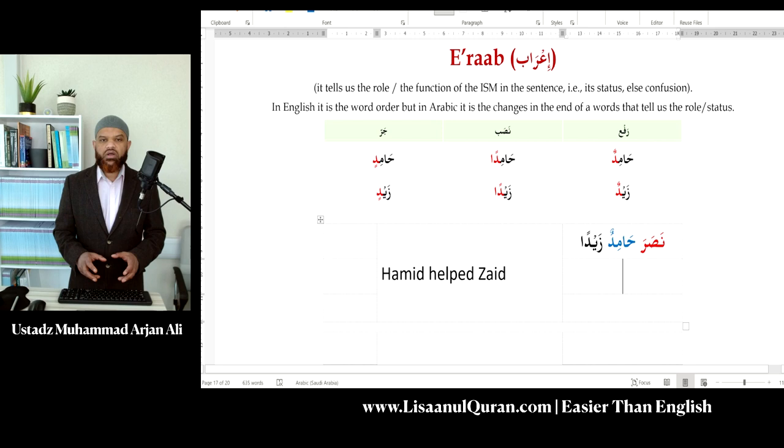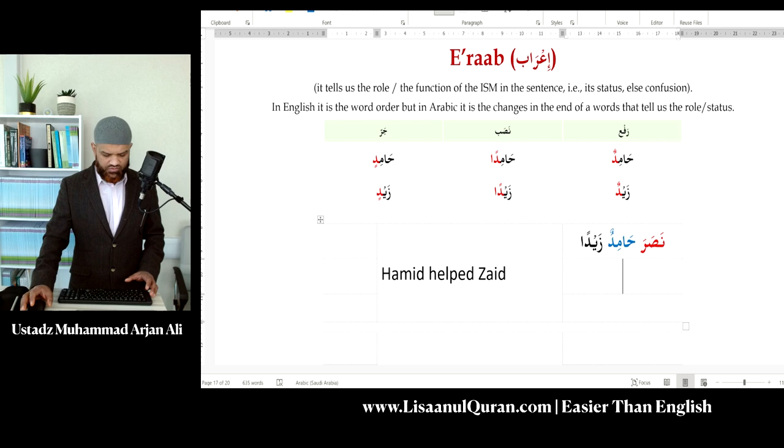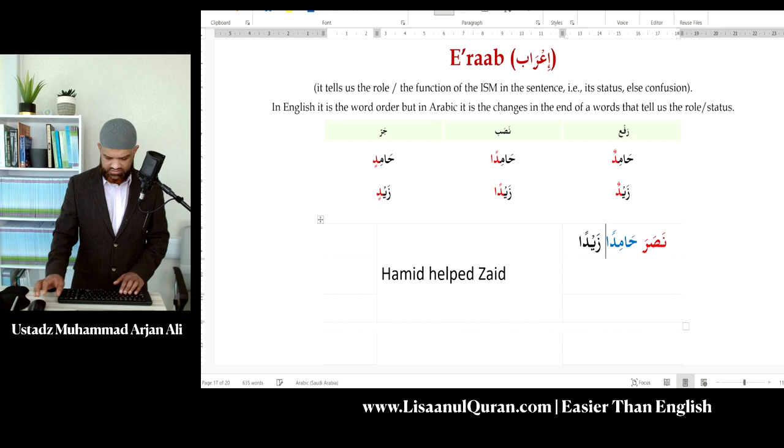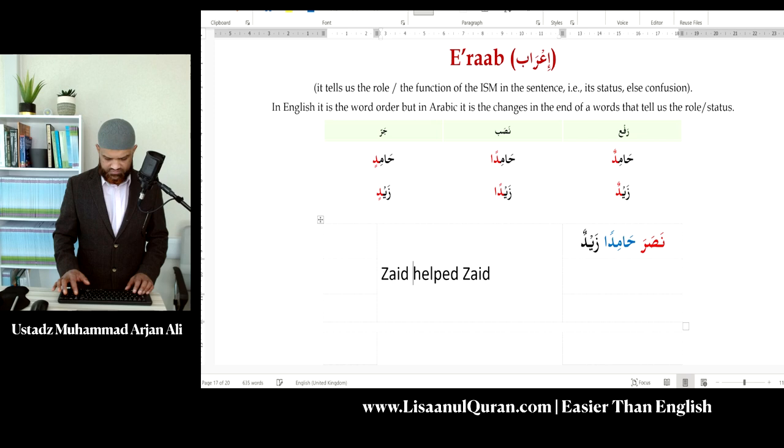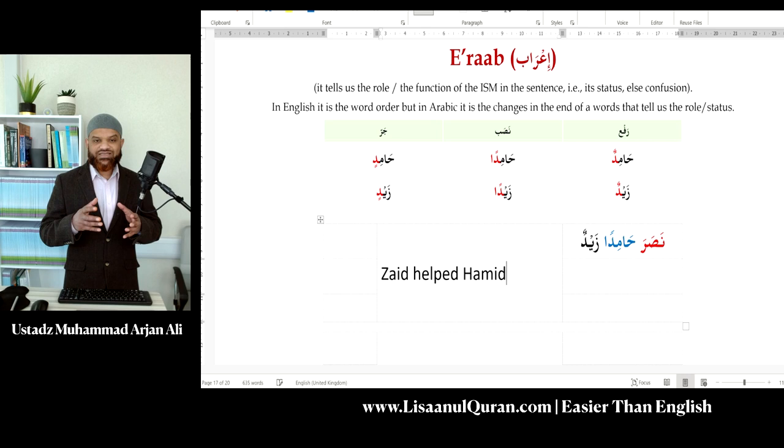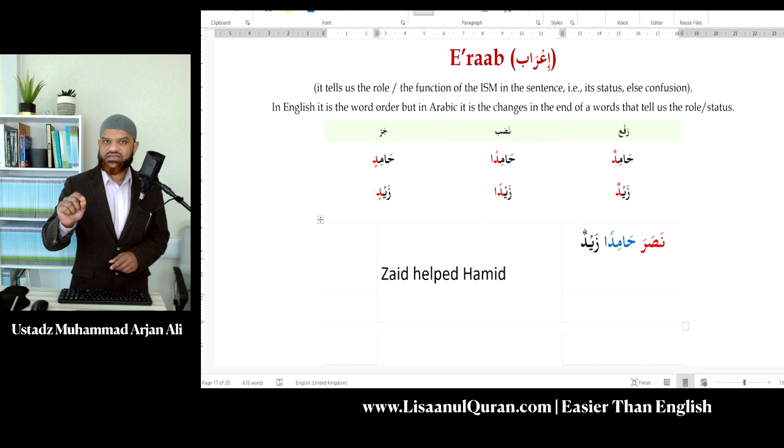Just to illustrate the point, if I were to change the word ending around and I were to say Hamidan and I change it to Zaidun, now the sentence meaning has completely changed. Now I've got Zaid helped Hamid. So you can see here now, it is the word order in English, but in Arabic, it is not the word order primarily telling me what's going on. It is the ending of the word. And that gives us a lot of flexibility in the Arabic language.